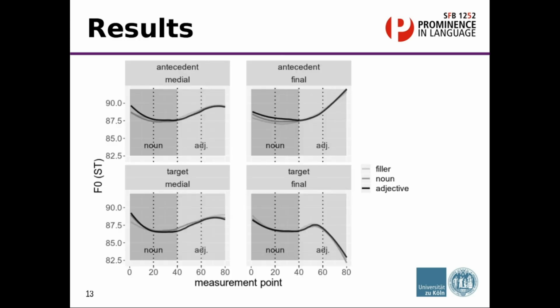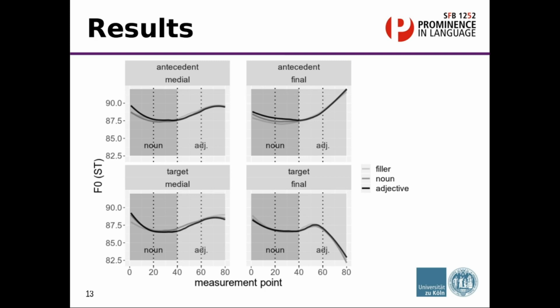So the figure in this slide shows the model F0 contour on the Papuan Malay noun phrases produced in this task. The panels on the top show the contour of the antecedent phrases, whereas the panels at the bottom show the contours of the target phrases. On the left you see the antecedent and target produced in phrase medial position, and on the right you see the antecedent and target produced in phrase final position. In each plot there are 3 lines corresponding to the focus conditions, so fillers, nouns, and adjectives.